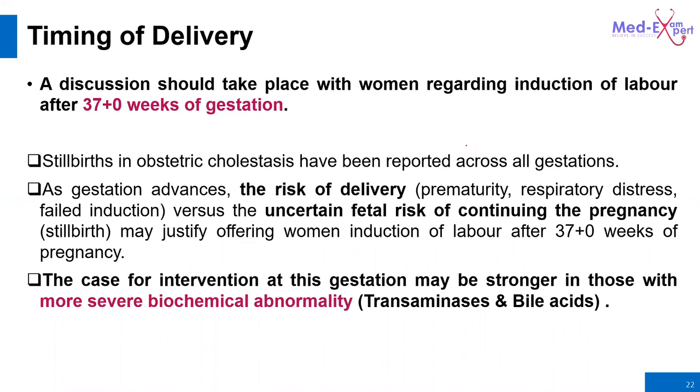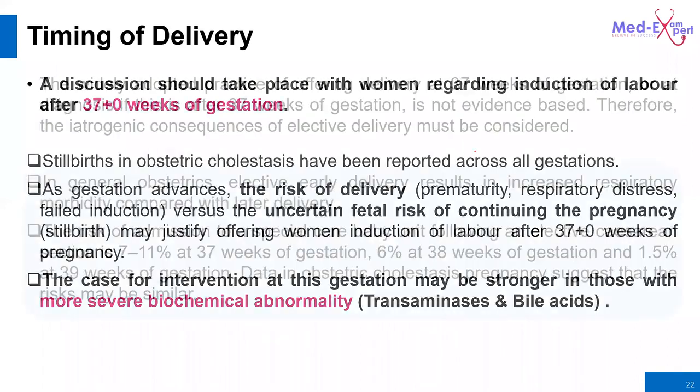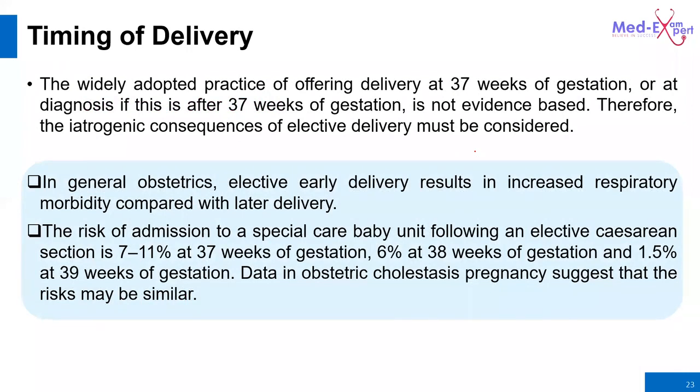The case for intervention at this gestation may be stronger in those with more severe biochemical abnormality. So we can say, when you find a case of obstetric cholestasis, it's better to deliver after 37 weeks of gestation, especially if the patient has more severe biochemical abnormality. The widely adopted practice of offering delivery at 37 weeks of gestation, or at diagnosis if this is after 37 weeks, is not evidence-based up till now.